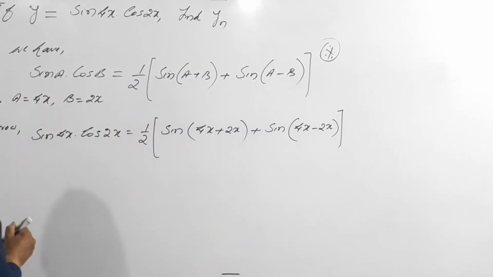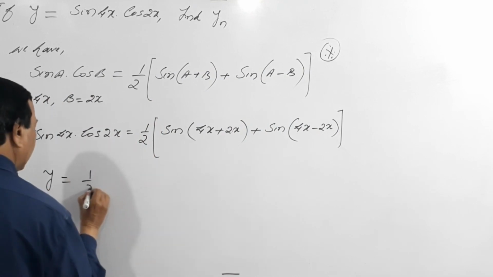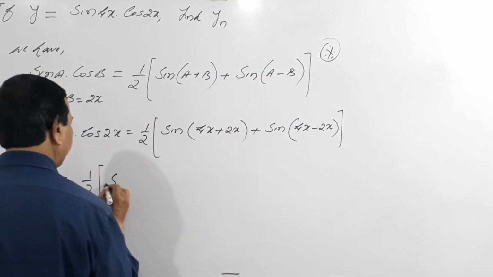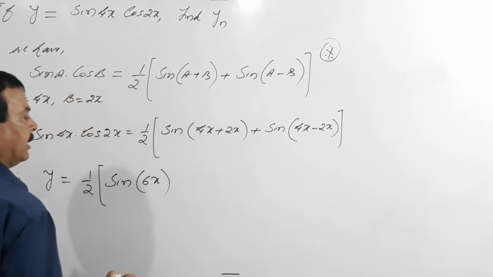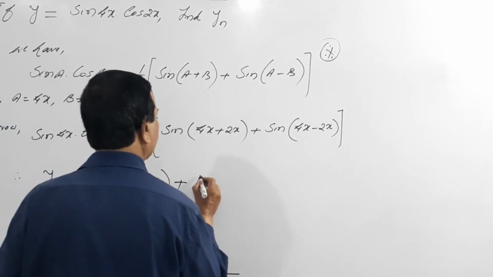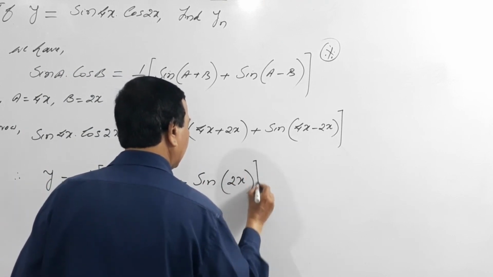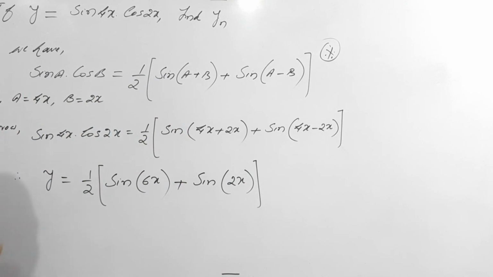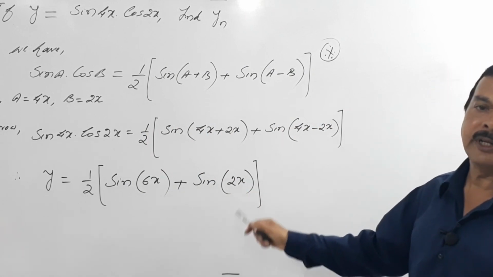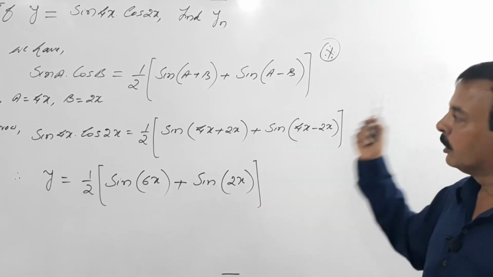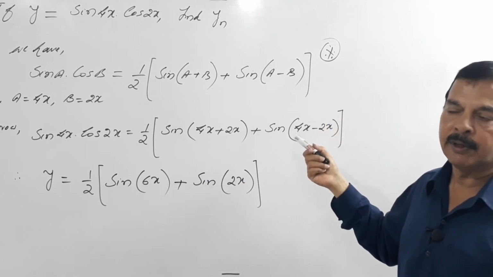Now y becomes what? Therefore y will be half of sin of 4x plus 2x, which is nothing but 6x, plus sin of 4x minus 2x, which is 2x. At this stage, you can easily differentiate this n times, using the same concept we used in the previous problem. So yes, that is sin of ax plus b. So let's solve this.